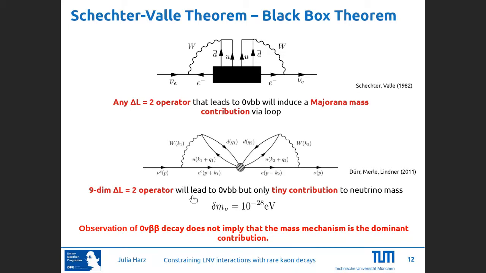So because, for example, if you have a higher dimensional operator, it can still lead to neutrinoless double beta decay, but so to say, due to these loop effects that I've shown you, the contribution to the neutrino mass can be extremely small. So this means that even while neutrinoless double beta decay gives us a hint for lepton-number violation, it doesn't necessarily mean that the mass mechanism is the most dominant contribution.